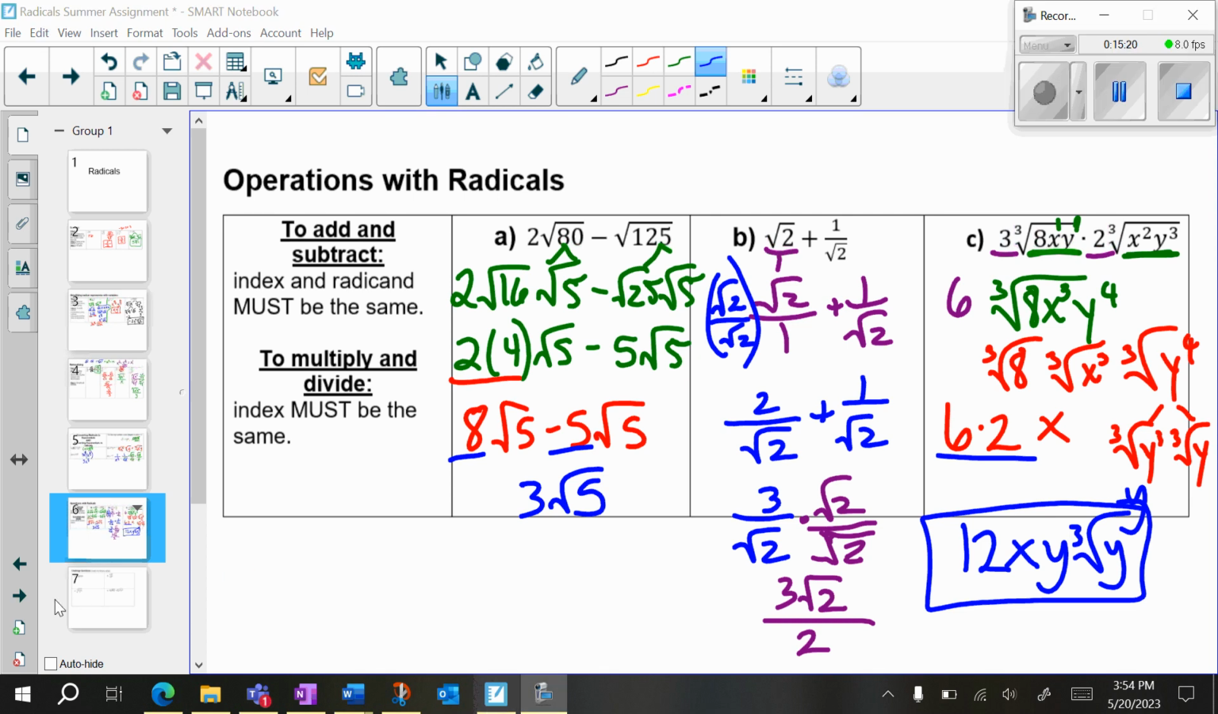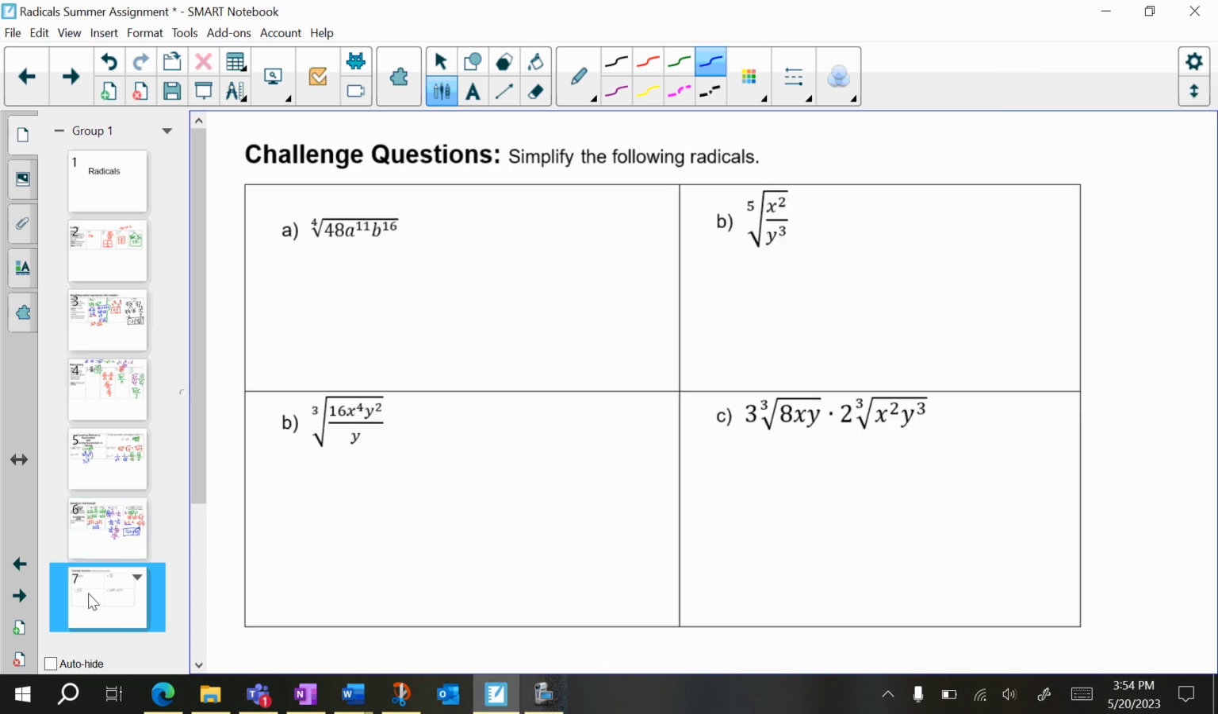Now, go on to the challenge questions and simplify.